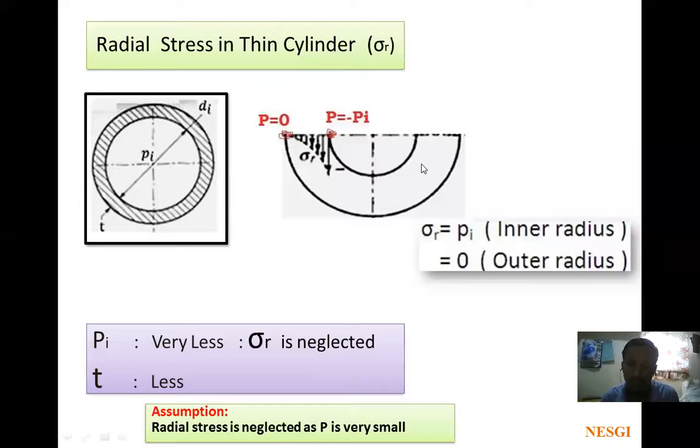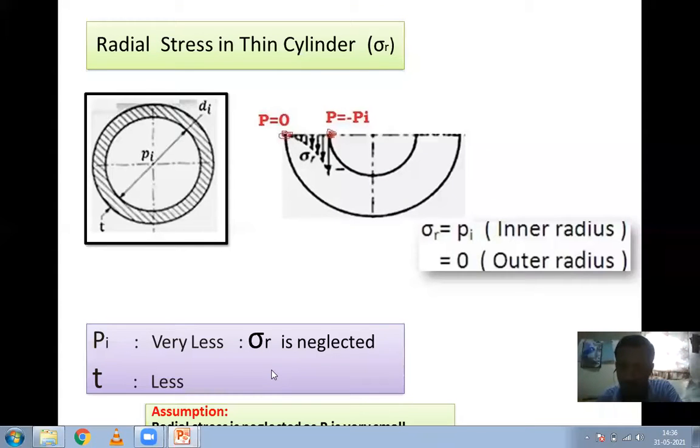Tangential stress: the equation is given by sigma T is equal to Pi into Di by 2T. Next, longitudinal stress: Pi into Di by 4T. And the radial stress equation, this value is taken as 0 in case of the thin cylinders.